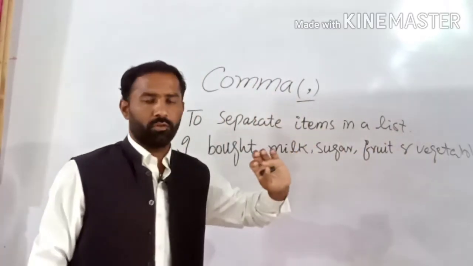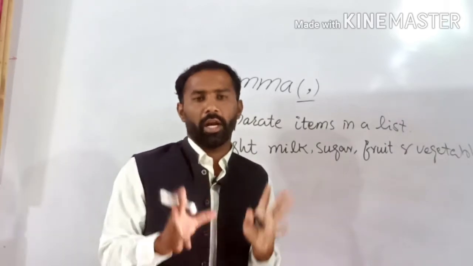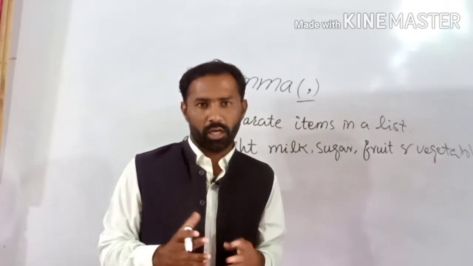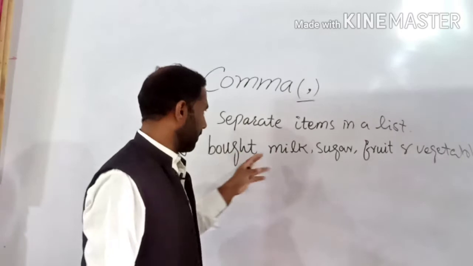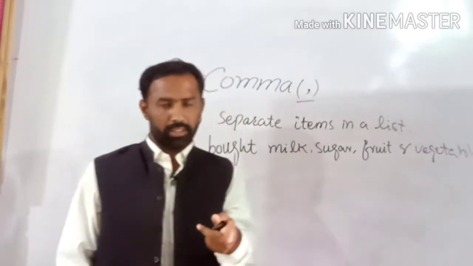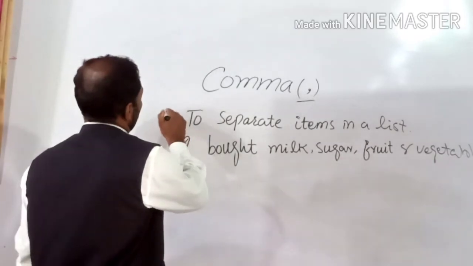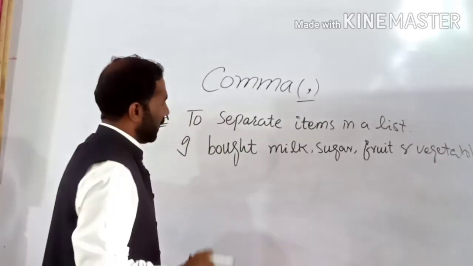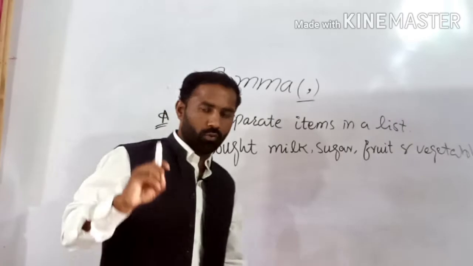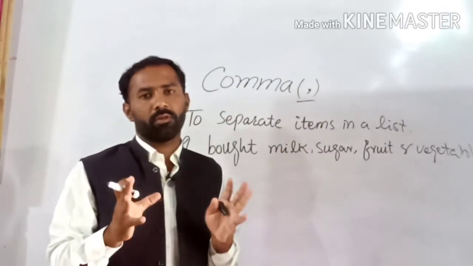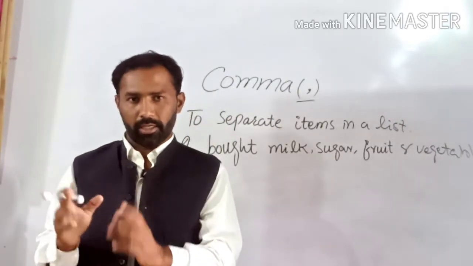And if there are two items in a list, that time we would not use the comma. For example, I say that I bought milk and sugar, that time we would use a conjunction. So the first use of the comma is to separate items in a list. The second use of the comma is to separate words that are not part of the sentence.